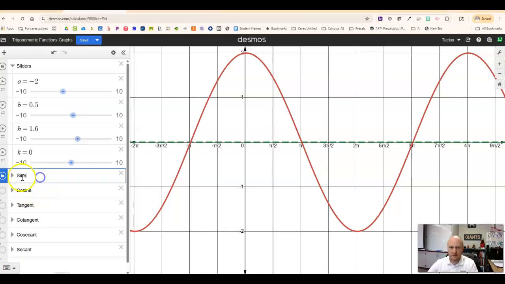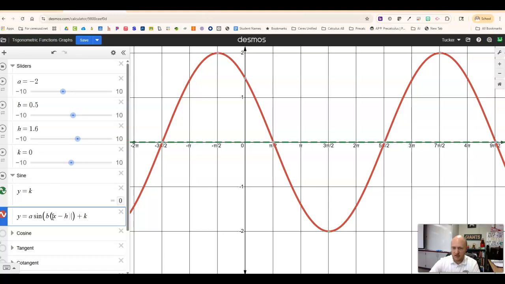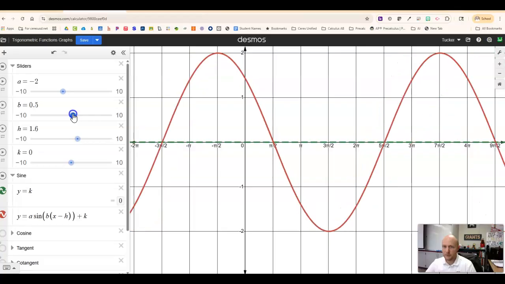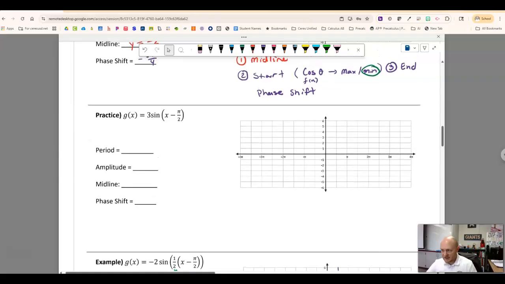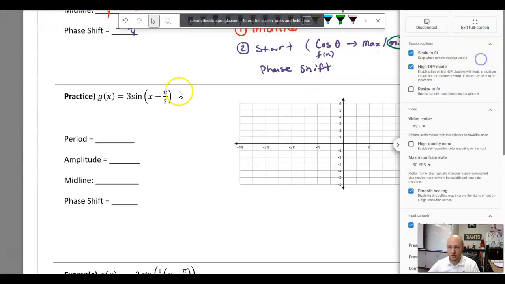Oh, and I think this function's mixed up. I gotta add this in to get it right. Okay, so notice phase shift, and then we went ahead and we stretched it out, right? So to 0.5. Okay, so please pause me. I want you to try this example here. Okay, go ahead, pause it, and then try this example. I'll show you the result here in a second.